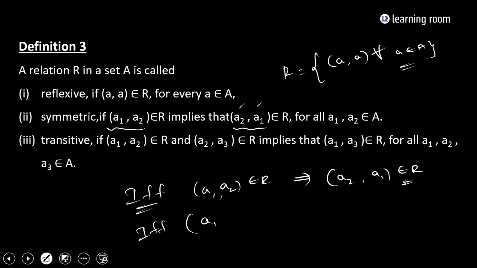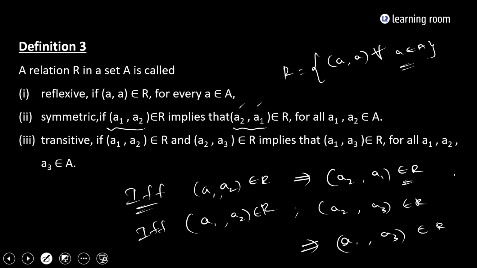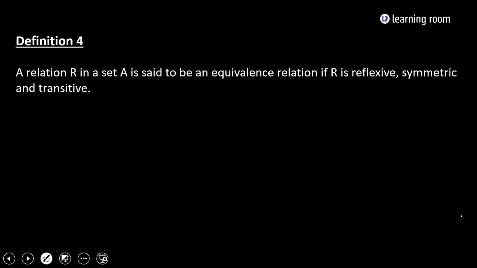If I am able to find A1 comma A2 that belongs to R, and A2 comma A3 also belongs to R, then I should be able to find A1 comma A3 also belonging to R, where all the 3 elements A1, A2 and A3 come from the same set A. Is this point clear? If you are clear with this, half of the chapter is over. Are you clear? Yes, sir.